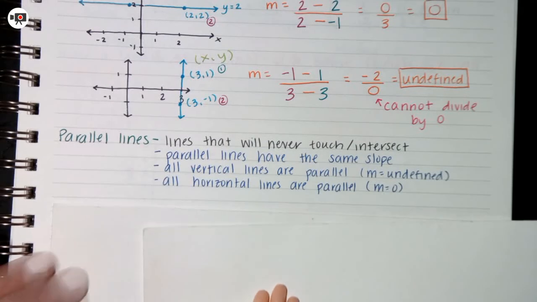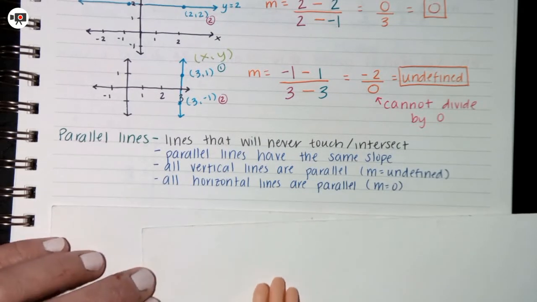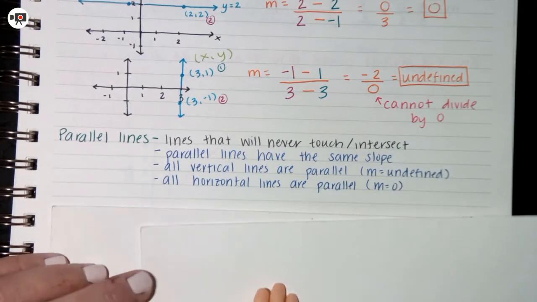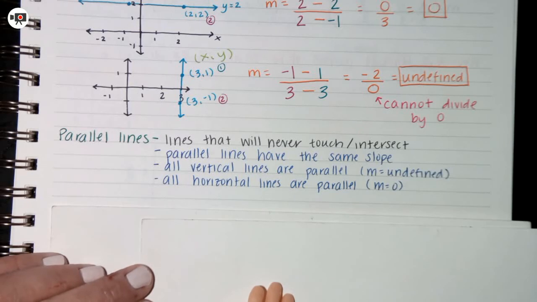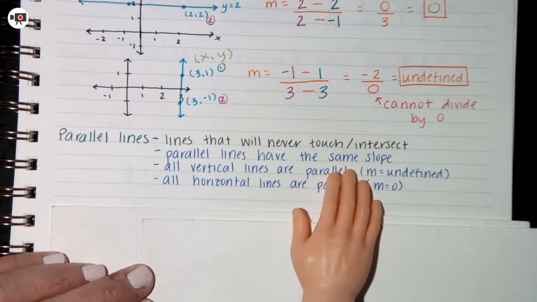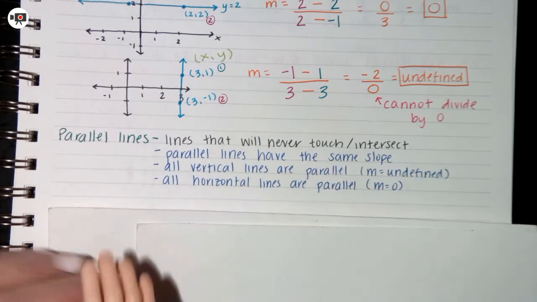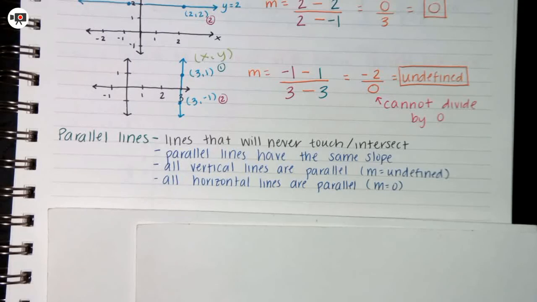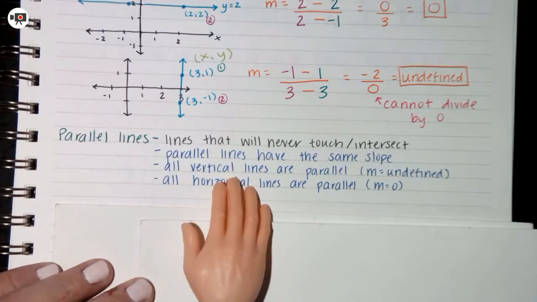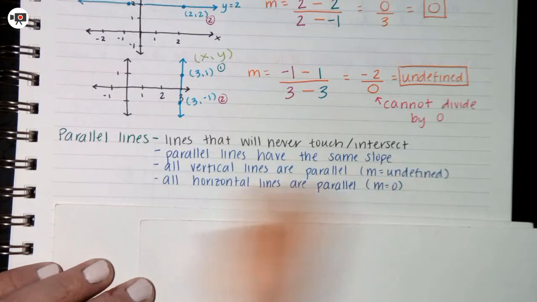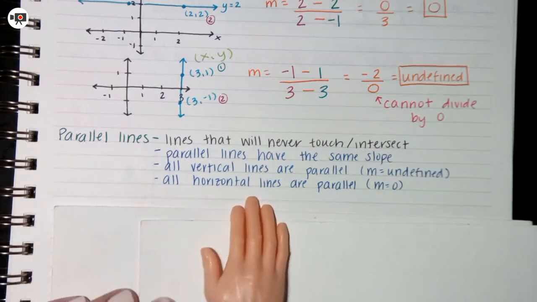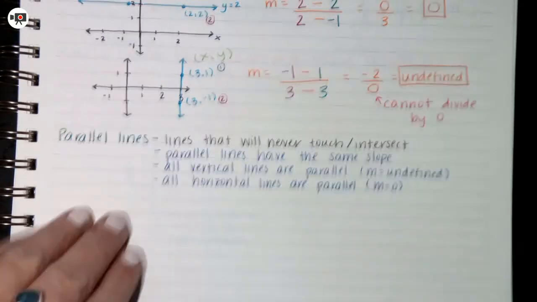So we have parallel lines, and parallel lines are any lines that will never touch or intersect. Often they're fairly close to each other, and we can see that they are straight, they will never touch, and we will know that they have the same slope. If they have the same slope, they're both angled the same way. All vertical lines are parallel, their slopes are all undefined, and all horizontal lines are parallel. All their slopes are 0.